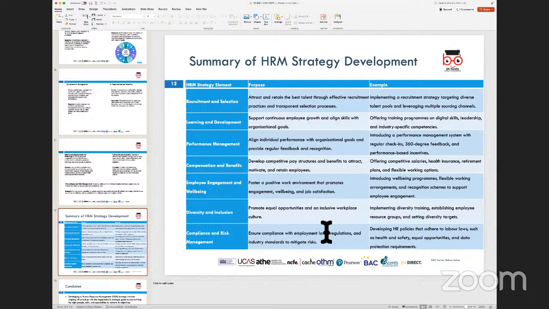So this table towards the end I've used to summarize the various elements that you look at from a strategy point of view, what their purpose is, and I've given a very brief example qualitatively to make you understand that each of these elements contributes towards the creation, implementation, monitoring, evaluation, and then adjustment of the strategy to ensure that the aims and objectives align with the overall organizational strategy.